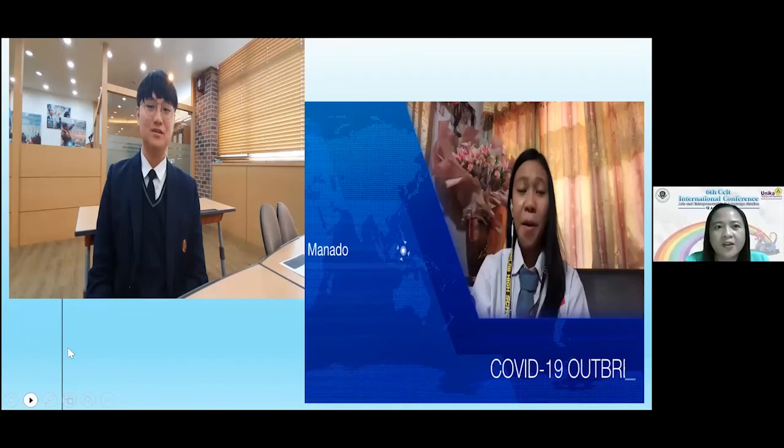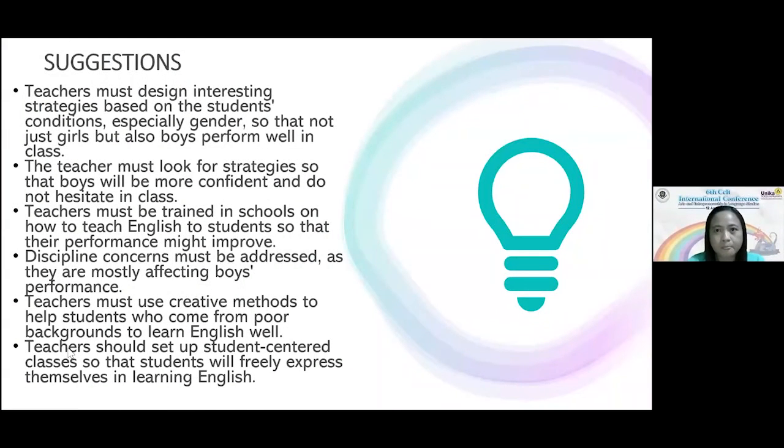So as the suggestion, teachers must design interesting strategies based on the students' conditions, especially gender, so that not just girls but also boys perform well in class. The teacher must look for strategies so that boys will be more confident and do not hesitate in the class. Teachers must be trained in schools on how to teach English to students so that their performance might improve.